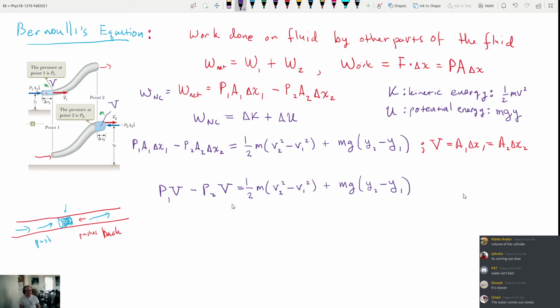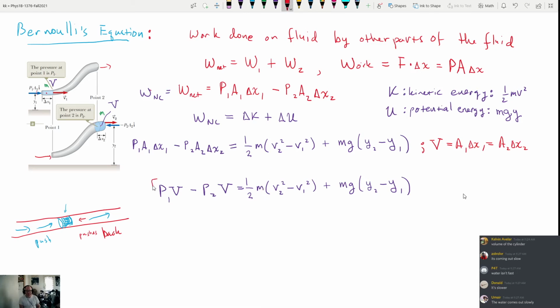Now, the next thing we want to do is get rid of mass, because mass isn't super useful when you're talking about a fluid. Mass is the mass of a piece of the fluid. How are you going to find a piece of the fluid? And how are you going to agree with someone else on what piece of the fluid you decided to take out? That's not going to work very well. Instead, when we talk about fluids, instead of talking about mass, we talk about density, right?